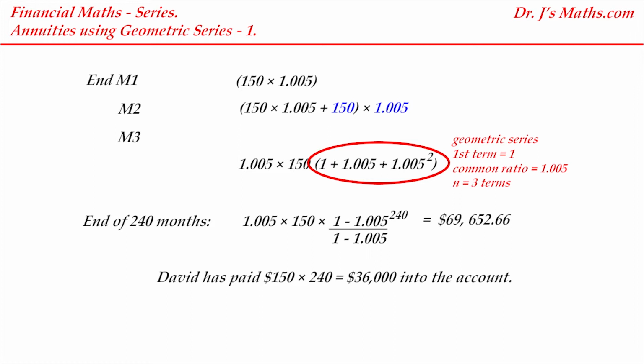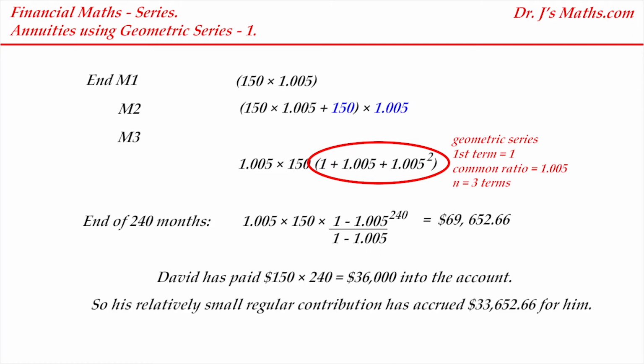Of this amount, David has paid $150 each month for 240 months, so he's actually paid $36,000 into the account. But nevertheless, his relatively small regular contribution over the time has accrued $33,652.66 for him. So well done, David.